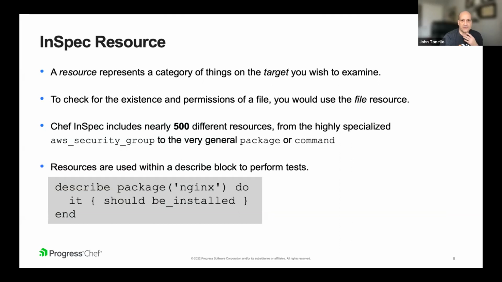So a resource within InSpec, and there are nearly 500 resources, half of which target cloud providers like AWS, Azure, and GCP. And it's really, what is the thing on the system that you want to get information about? You can check for files, install packages, ports. There are a ton of resources that are built in, plus you can write your own custom resources, and you can even execute shell and PowerShell commands. It covers the gamut, and we'll see some examples of that.